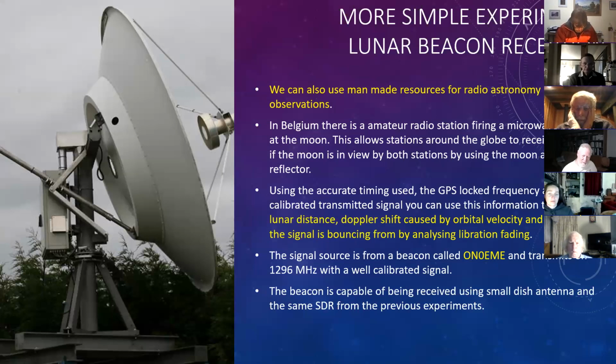And so using that simple beacon and your little RTL receiver and a small dish, you can do more analysis of what's happening on the moon in terms of where the moon is, how far away it is, is it moving towards us or going away, and what you're actually bouncing off on the moon's surface. So the beacon's call sign is ON0EME. EME is an amateur term for Earth Moon Earth, and it transmits on 1296 megahertz. And it doesn't take a very big antenna to actually hear this thing.